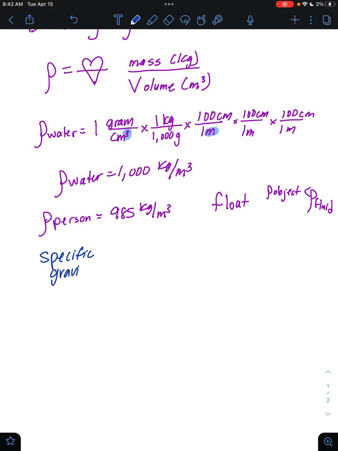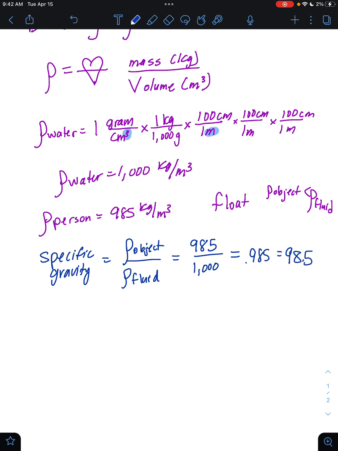Specific gravity can be found by taking the density of the object and dividing it by the density of the fluid you're trying to float it in. And so if we do that for a person, we would take the density of the object, which is the person, of 985, and divide it by the density of water, which is 1,000. And we would get 0.985, or 98.5%. This equation is actually going to tell us the percent of volume that would be submerged below the surface.